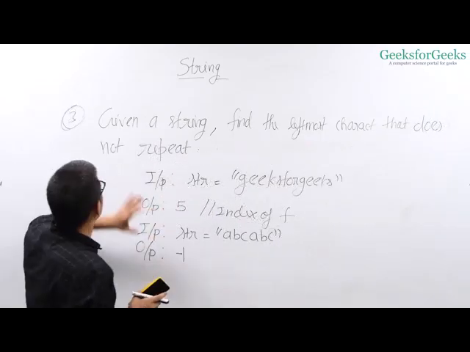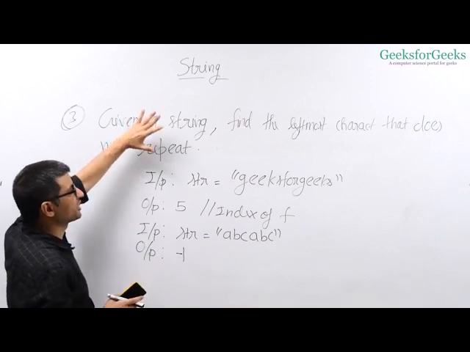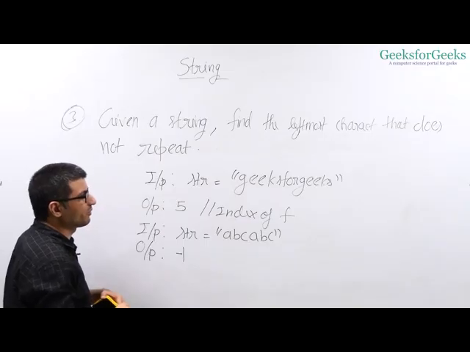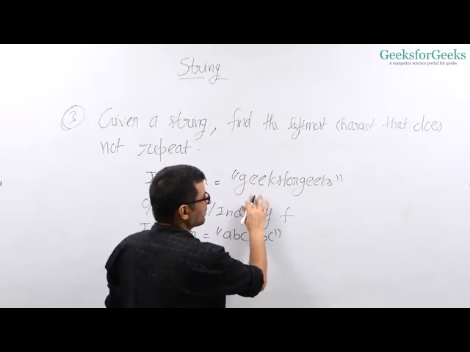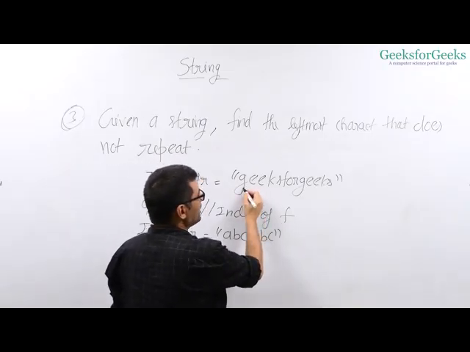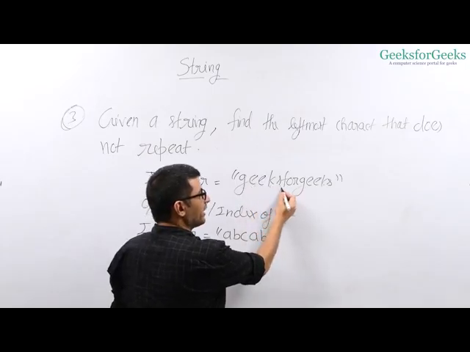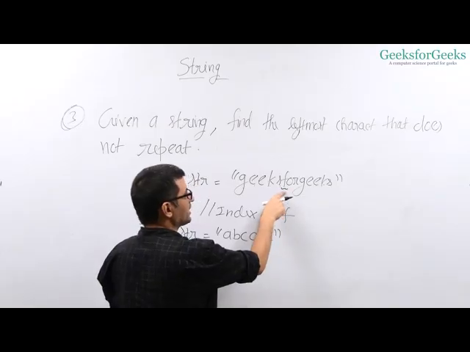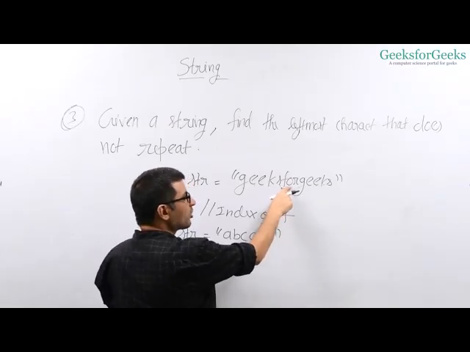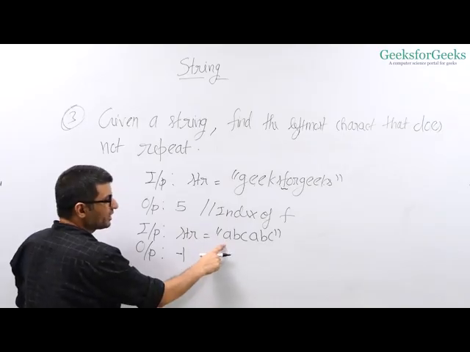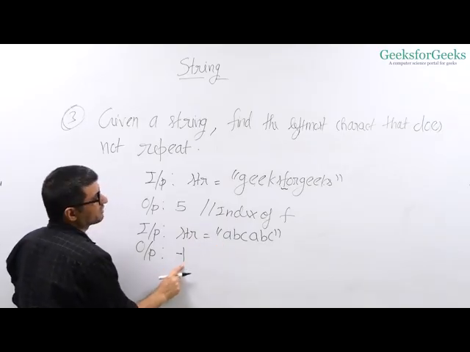Let us now talk about question number 3. In this question, we are given a string. We need to find the leftmost character that does not repeat. So let's take a look at this example. We have G repeating, we have E repeating, we have K repeating, we have S repeating. F is the leftmost character that does not repeat, right? So there are more characters, but F is the leftmost. In this example, all the characters are repeating, so our output is -1.